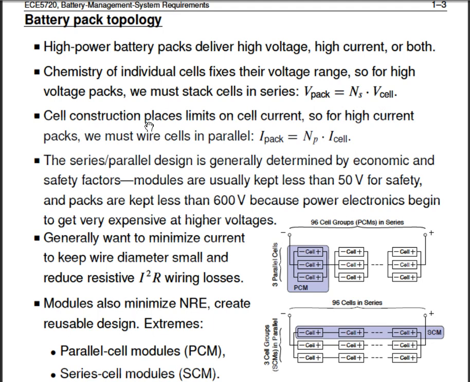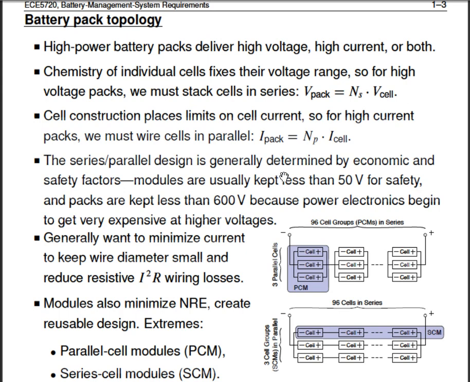Cell construction places limits on the cell current. So for high current packs, we must wire cells in parallel: I pack is equal to NP times I cell. Whenever I told you that three things are in parallel, the net current is the total of the currents given by each. If there are 5 or 6 such things, we have to find which pack is giving the highest current, and that will be the total series current. This series-parallel design is generally determined by economic and battery safety factors.